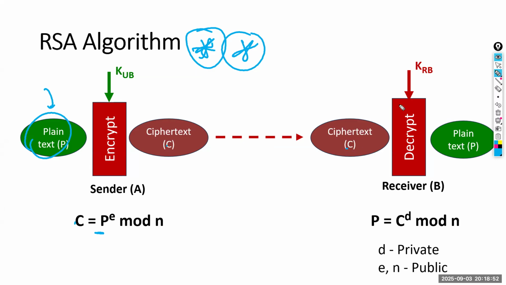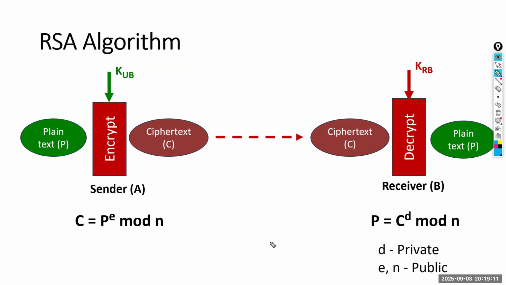The receiver can decrypt it using this formula. Remember, your input is now ciphertext, because you have calculated the ciphertext from plain text. That is C to the power D mod n. Of course, C is ciphertext and P is plain text, so that is related to our data.